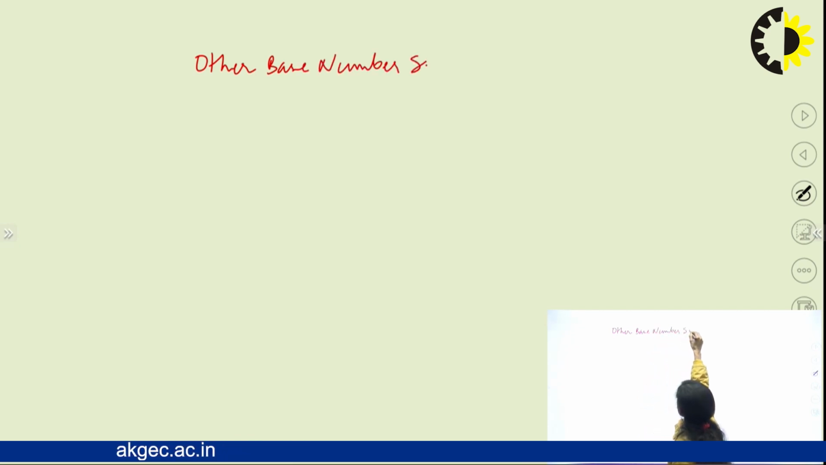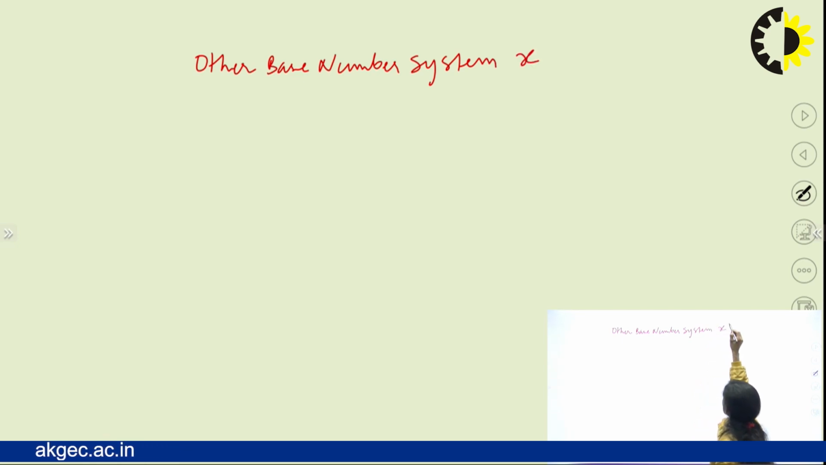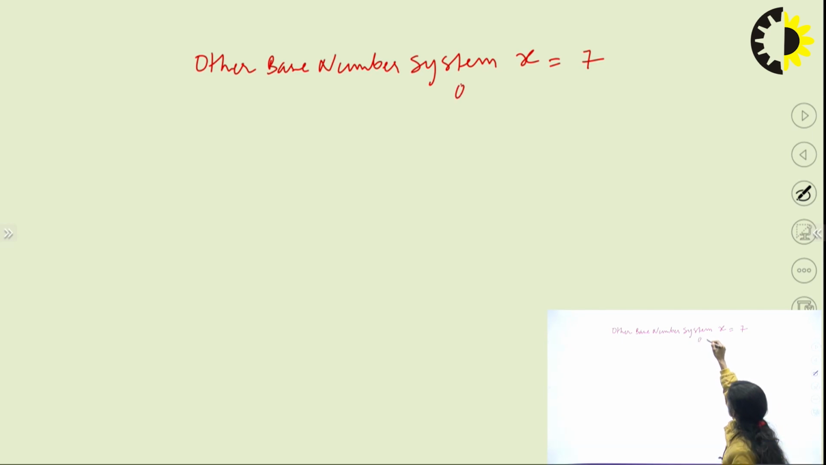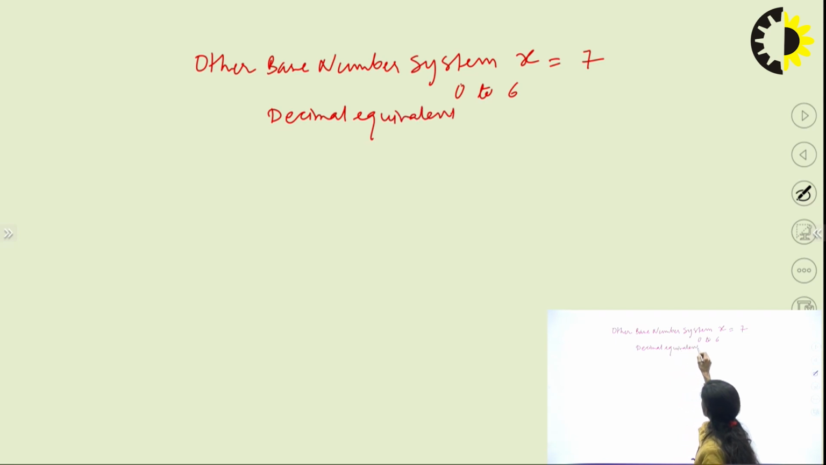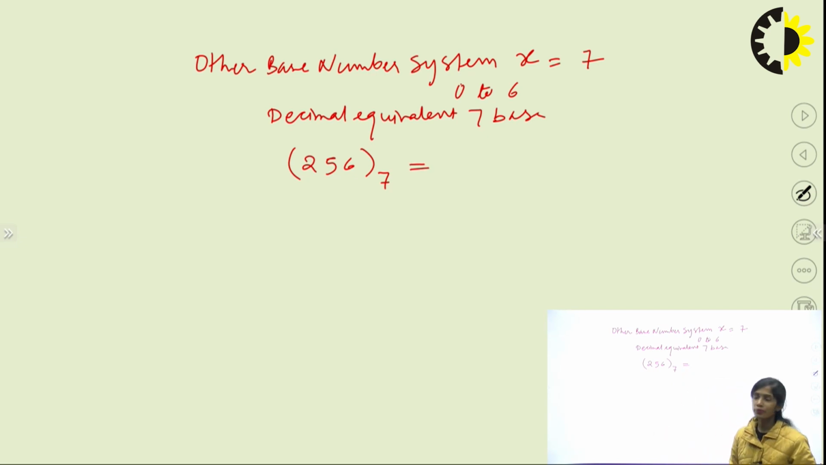If I take another base number system X, let's say it is 7, the digits will be allowed from 0 to 6. The decimal equivalent of a 7 base number, let's say the 7 base number is 256, this is the 7 base number system, and how would I convert this into a decimal number?